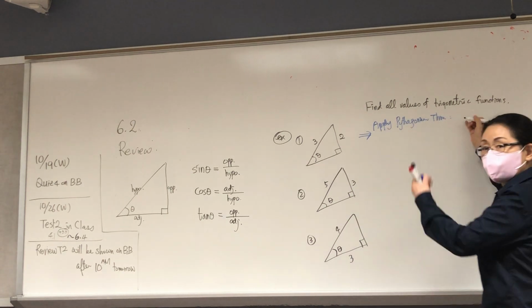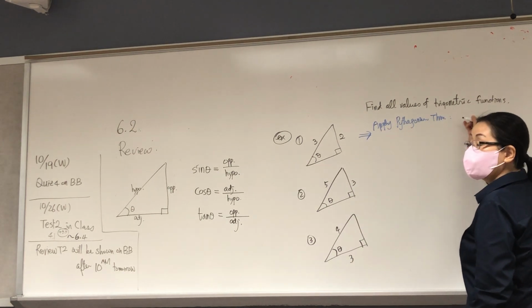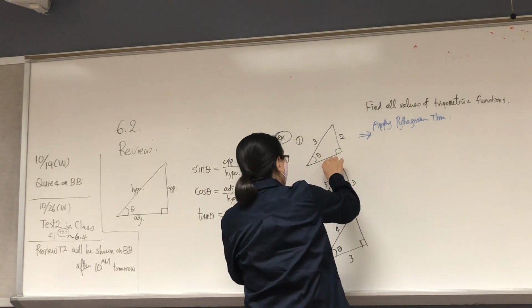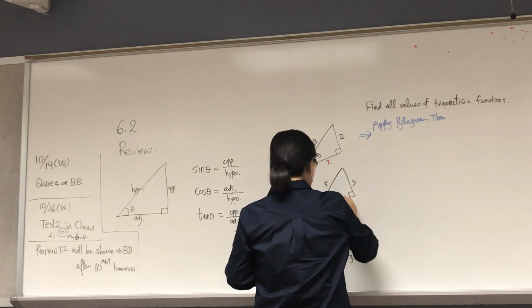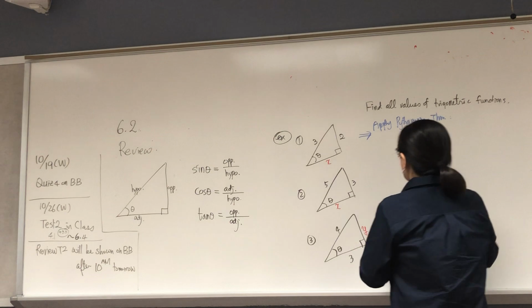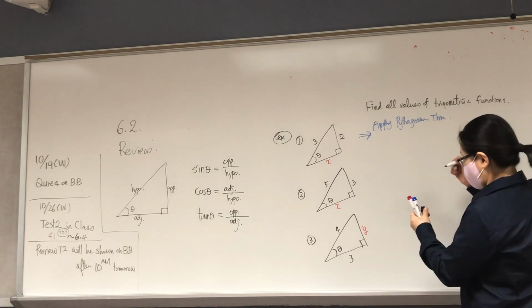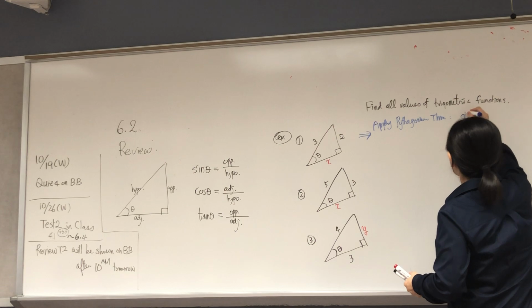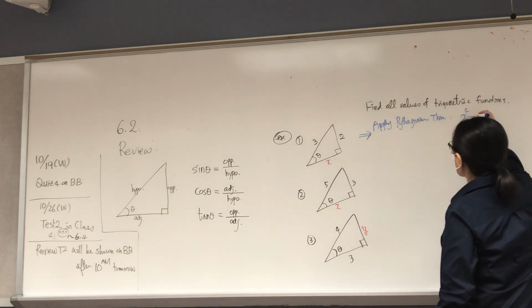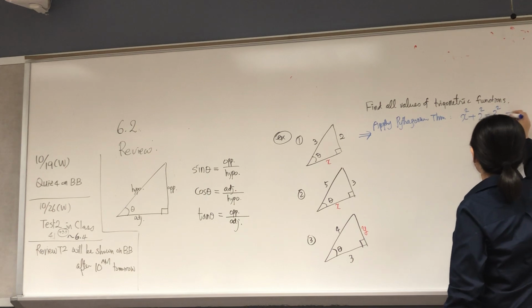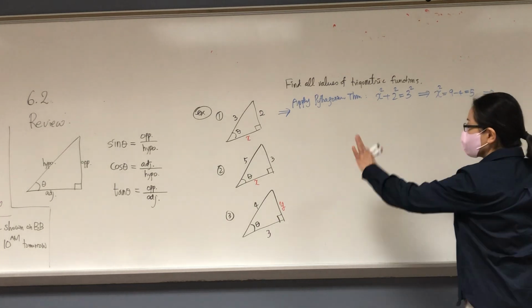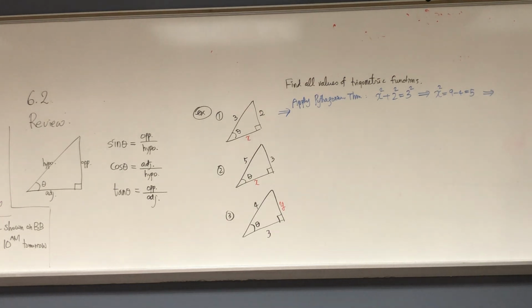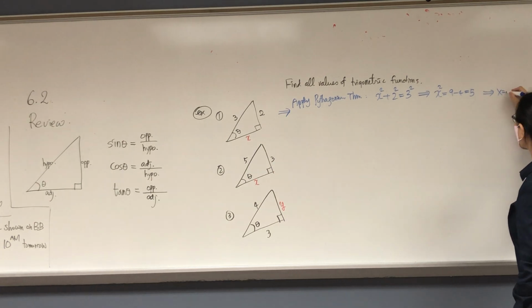What is it in this example? Because we need this one, right? Let's say this is x, and let's say y. Okay, what is the Pythagorean theorem? X squared plus 2 squared equals 3 squared, right? Okay, x squared equals 9 minus 4, which is 5. In this situation, all the lengths are positive, right? So what is x? Yeah, square root of 5.